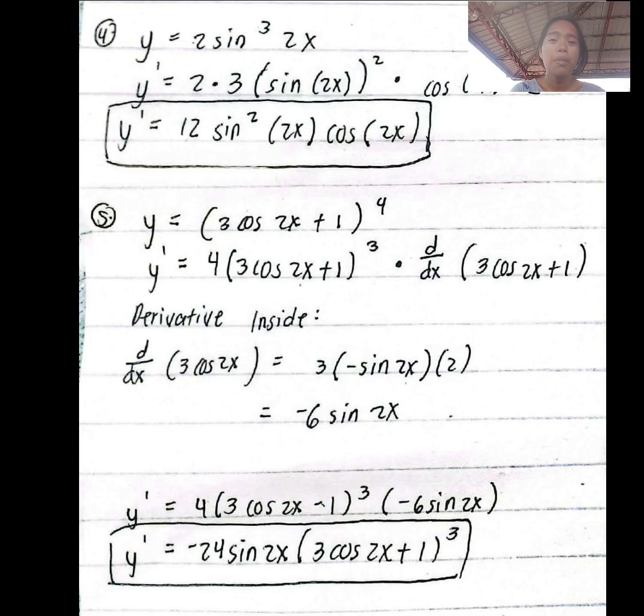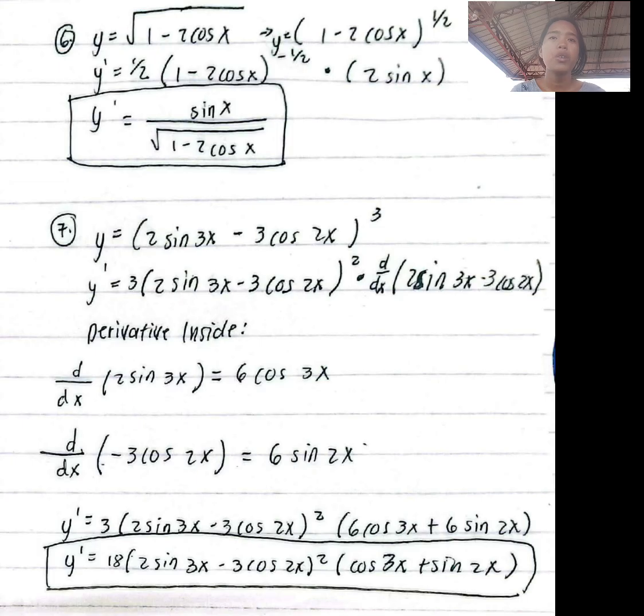So we have now problem 6, which is y is equal to the square root of the quantity of 1 minus 2 cos x. First, again, if we encounter this kind of problem, we need to rewrite it. When we write this square root in exponential form, we obtain y is equal to the quantity of 1 minus 2 cos x raised to the power of 1/2.